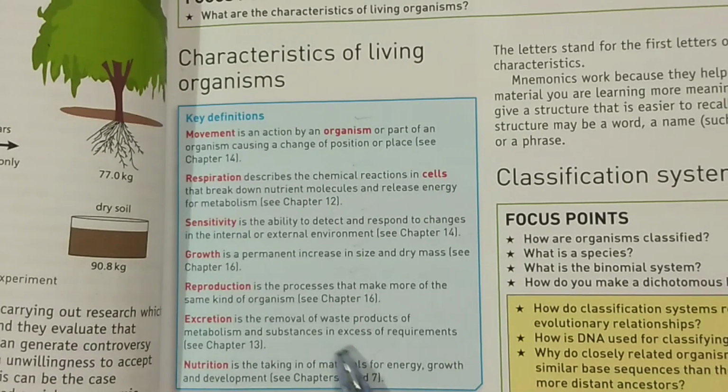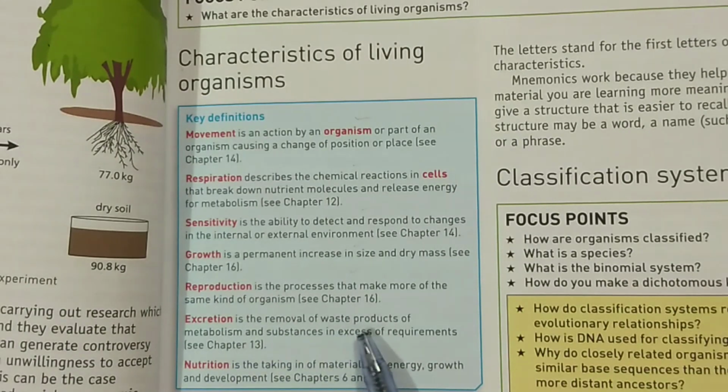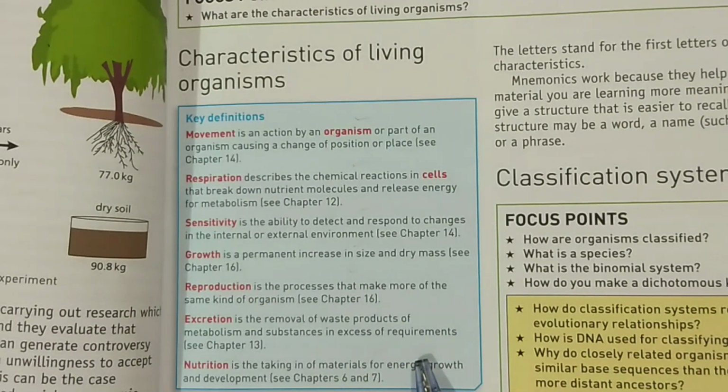Excretion is the removal of waste products. Every organism has a proper excretory system in its body. In this process, the wastes of our body, or substances in excess that are not required by the body, are excreted out. Excretion is the removal of waste products of metabolism and substances in excess of requirements, which are not usable by the body.